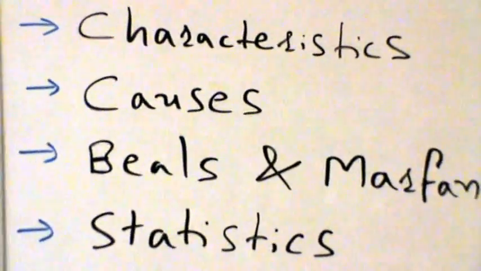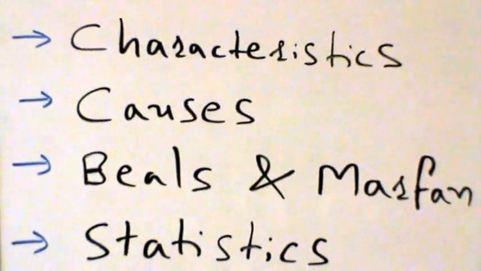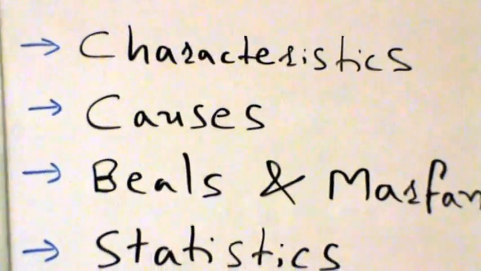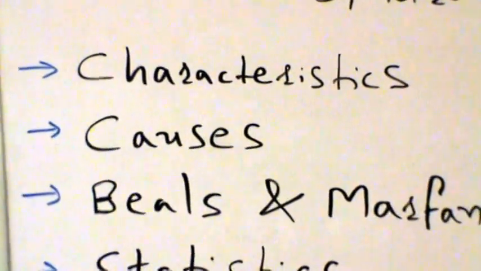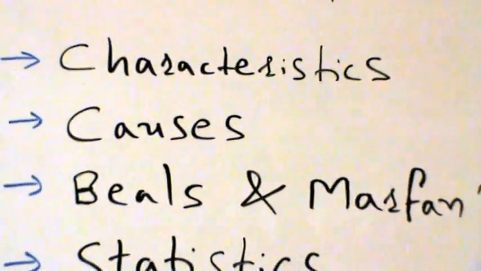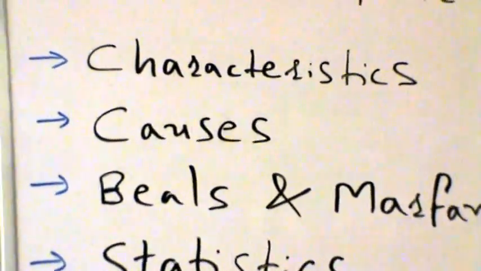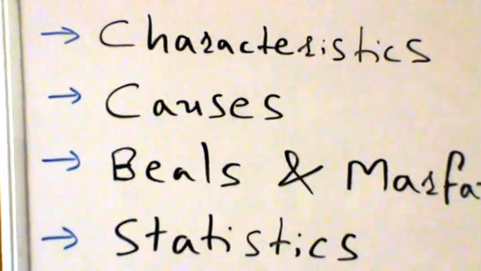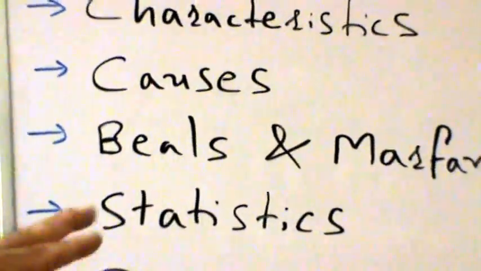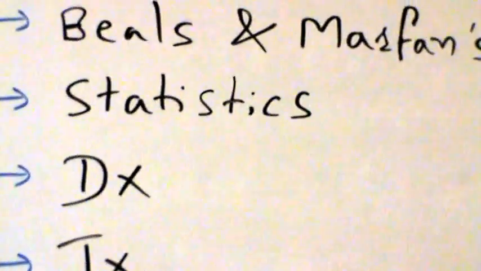When joints remain contracted for long periods of time, the muscles can become tight and short, restricting movement. When contractures are present at birth, or say congenital, they can delay motor development. Enough on the Beals and Marfan syndrome. Let's move on to the statistics.